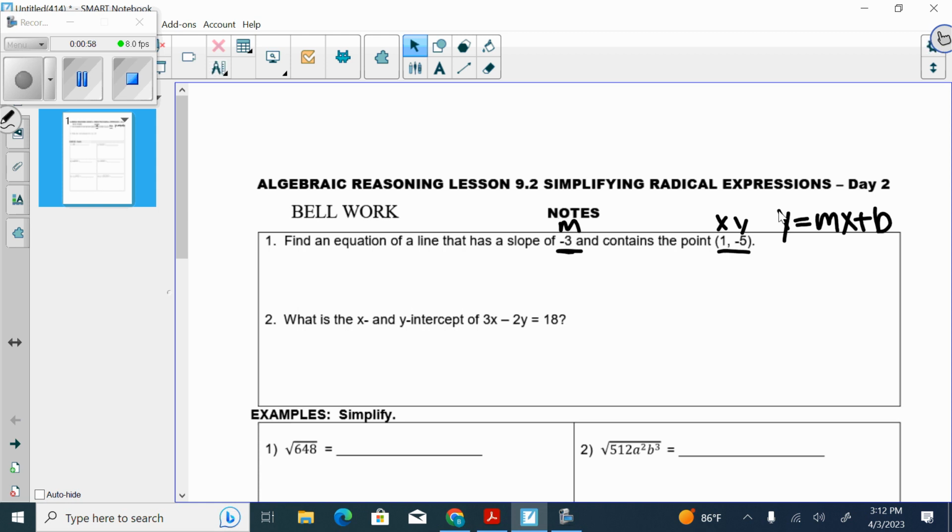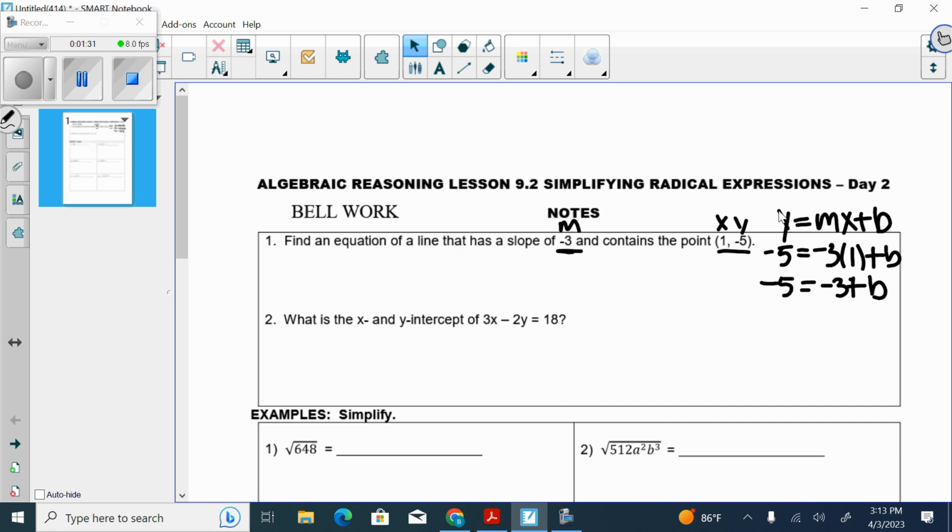So for Y, we're going to plug in -5. What are we plugging in for M? Good. Times X, what did we say X was? Yeah, +1, and then we have a plus B. So I'm trying to solve for B. Is there anything we can put together on this side? What is -3 times 1? So we've got -5 equals -3 plus B.